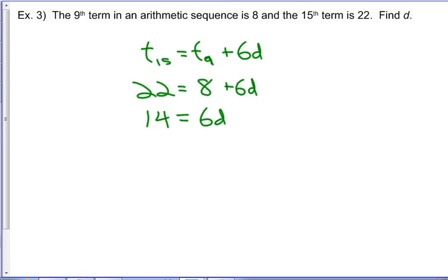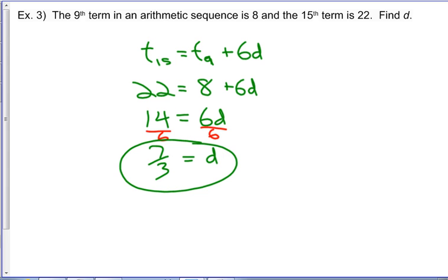So we subtract 8 from both sides. We divide by 6, and we end up with D is 14 over 6, or 7/3. And I don't know about you, but I never would have thought to guess 7/3. So we have a method here.